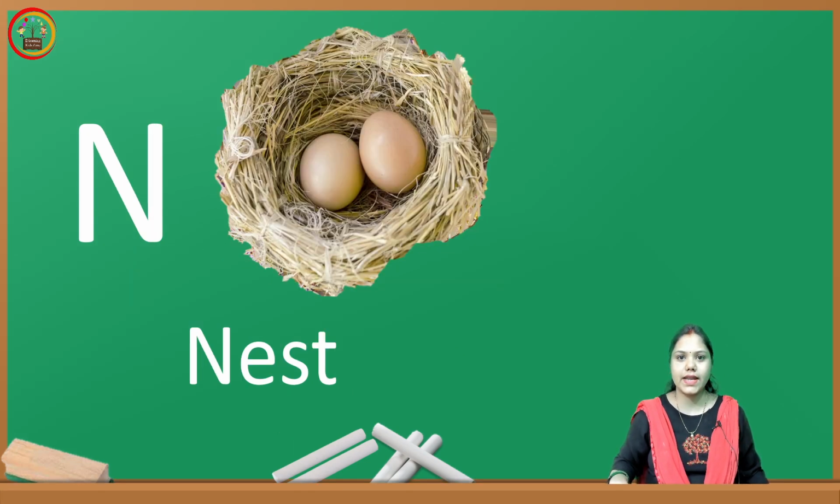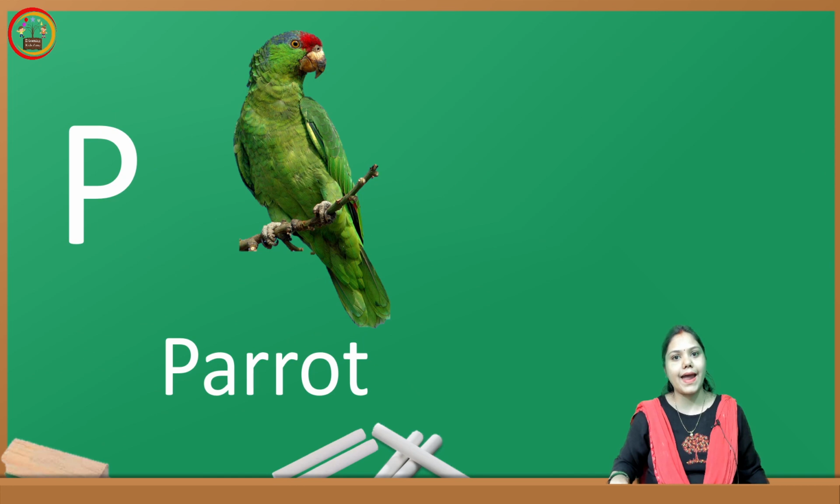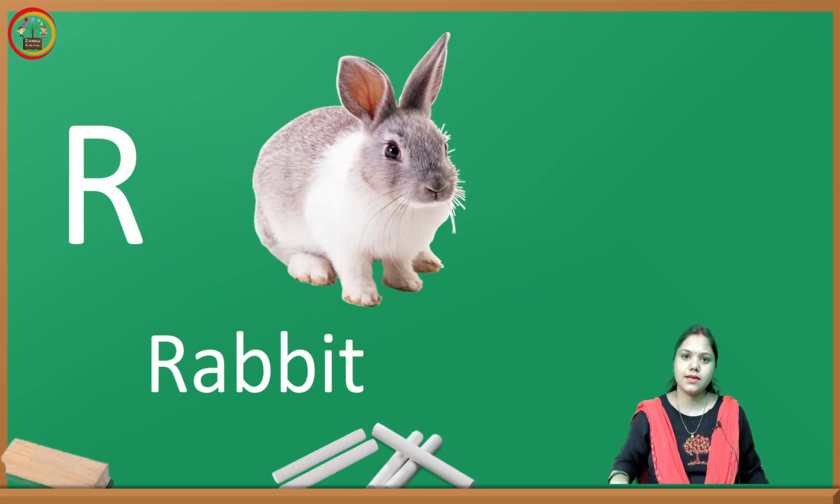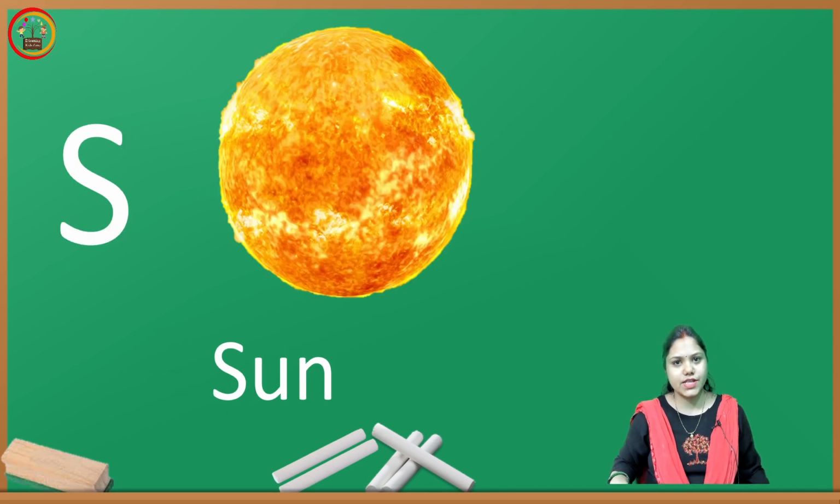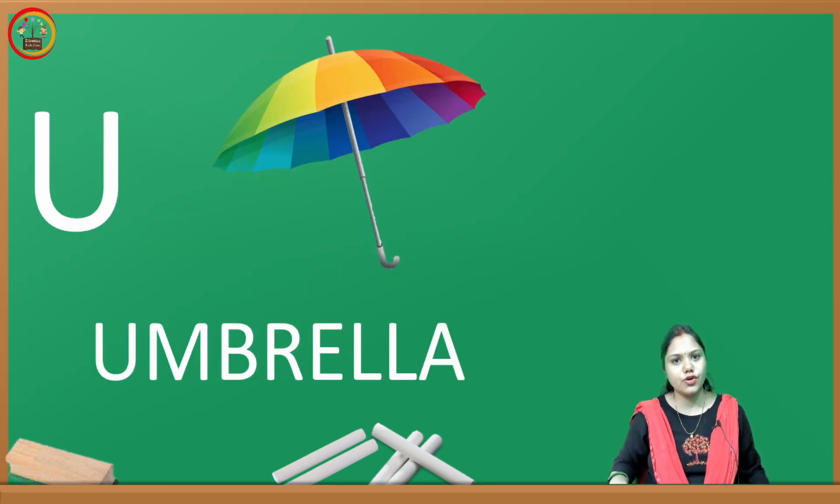N for nest. O for orange. P for parrot. Q for queen. R for rabbit. S for sun. T for train. U for umbrella.